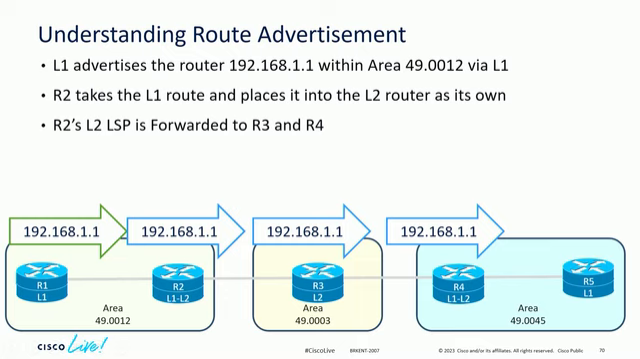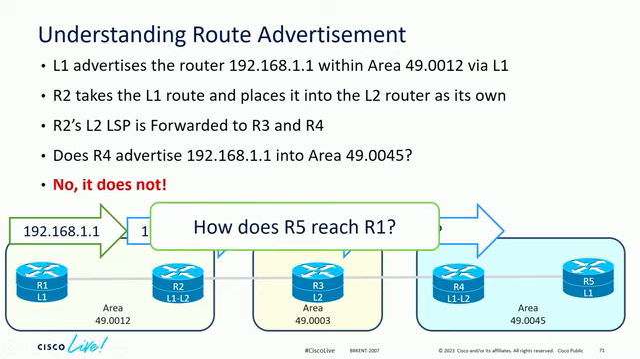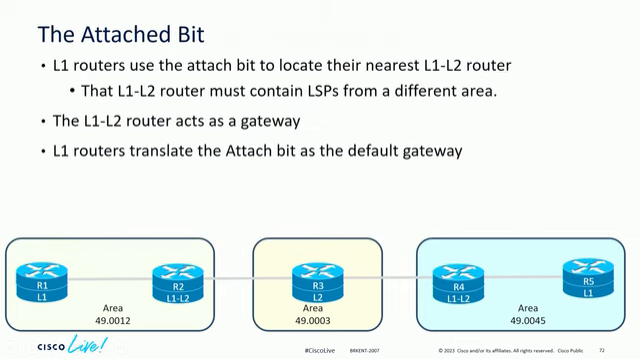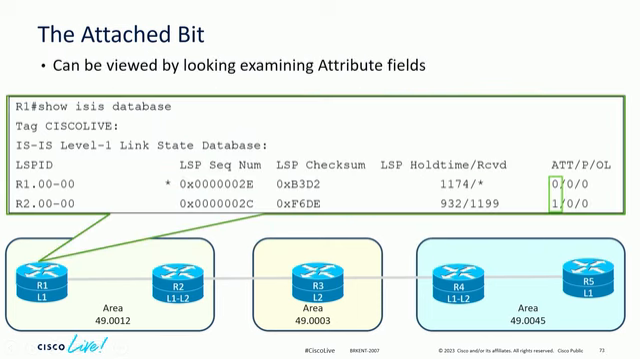Does R4 take that route and now make it L1 so it's reachable? And the answer is no, it doesn't. This is where the conservation actually happens. When R4 is the barrier, the entry point, the translator between your L1 and L2, it's going to add what is known as an attachment bit. The attachment bit is basically a way of identifying it as a gateway router. It's going to advertise a default route in lieu of that, so the only thing that's going to be advertised is that. Does that make sense? We'll talk about this a little more when we get into more of the design stuff. All right, so that's the attach bit.